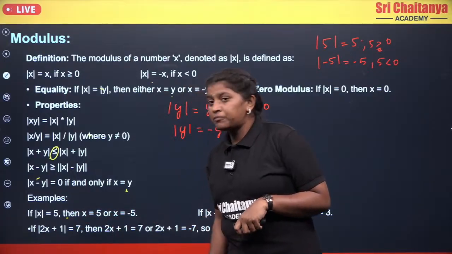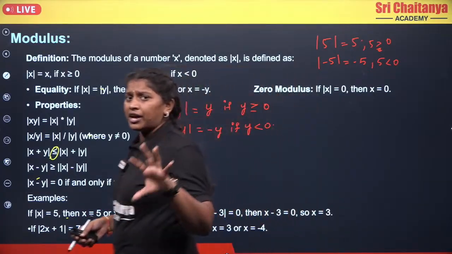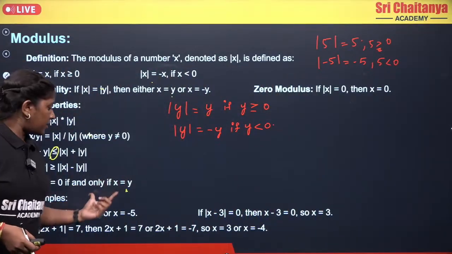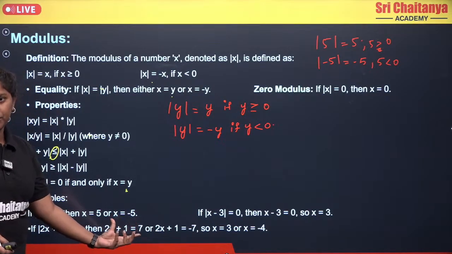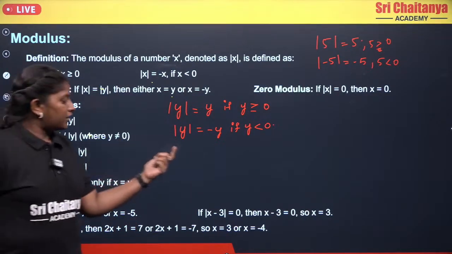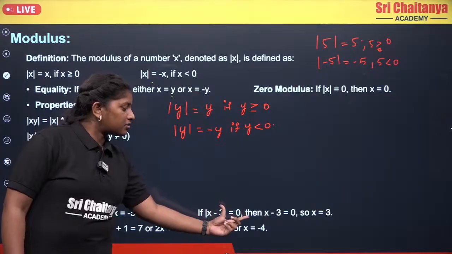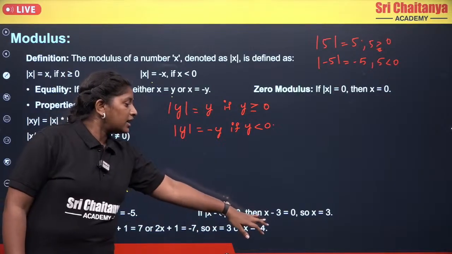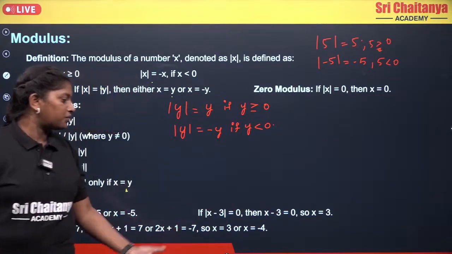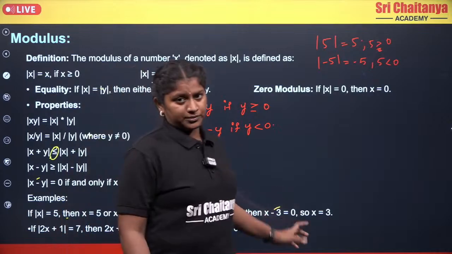modulus of x equals 5, then what will our x values be? There is a possibility that x is plus 5 or minus 5. Now moving to the next, if we have modulus of x minus 3 equals 0, then we can consider x minus 3 equals 0. So we will get x equals 3.